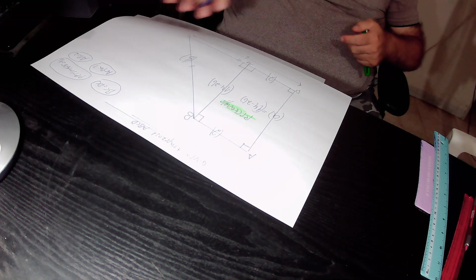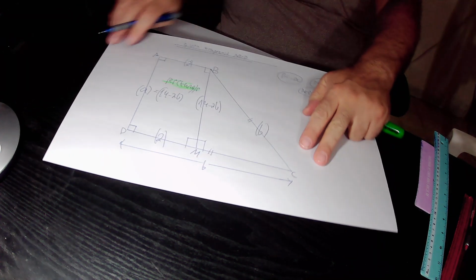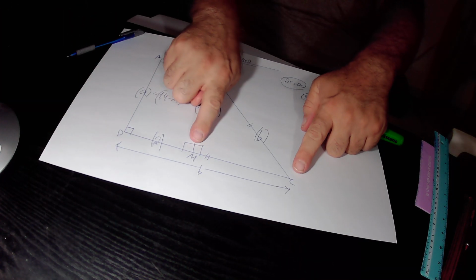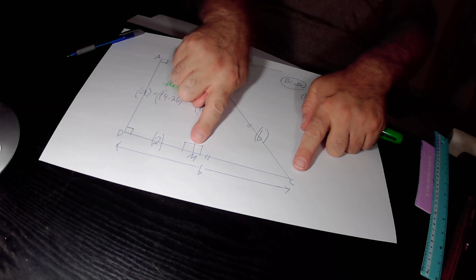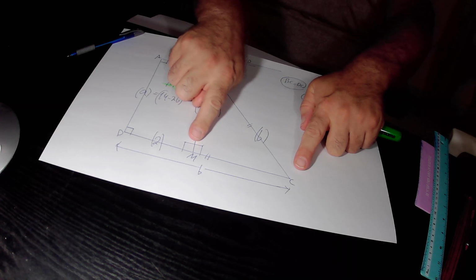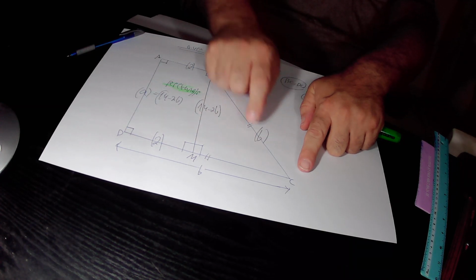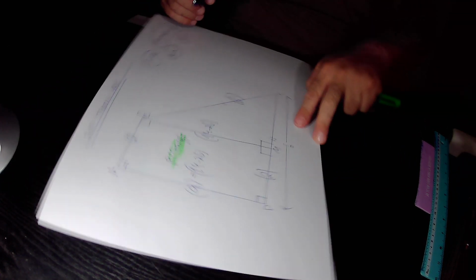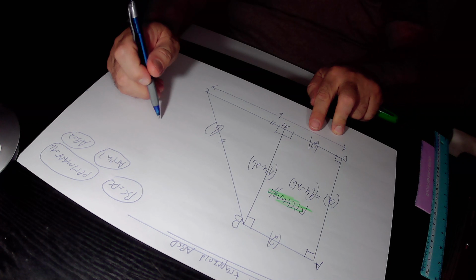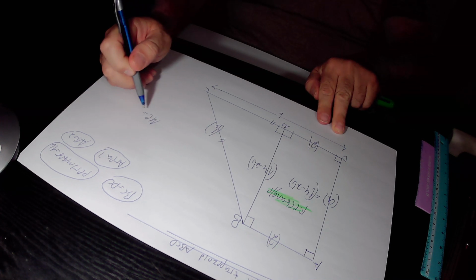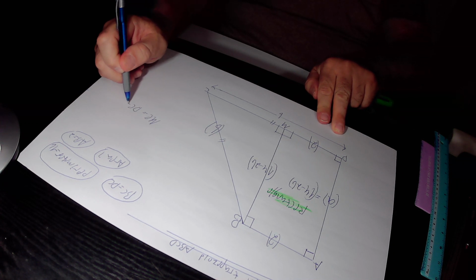Okay, what is the length of this missing side MC? From the drawing it is very easy to see that MC equals DC minus DM. Again, DC minus DM equals MC. So the missing side MC is equal to DC minus DM.